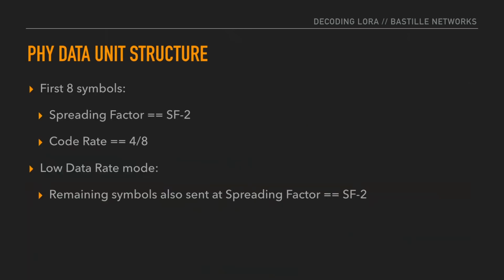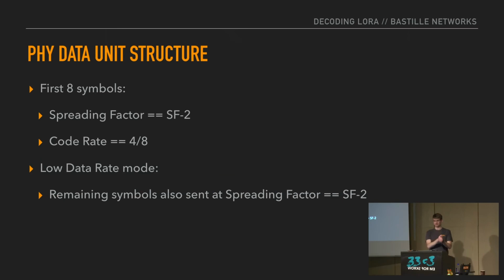So again, the first 8 symbols, no matter whether you're in implicit or explicit mode, are always sent at SF-2 and code rate 4/8. That's always the case. Also, there's this mode called low data rate, where if that's set on, then all of the symbols in the remainder of the PHY packet are also sent at spreading factor SF-2. It basically gets you some extra margin in case you're dealing with a noisy channel and need to get data through.